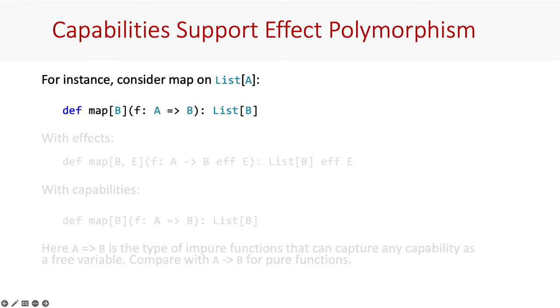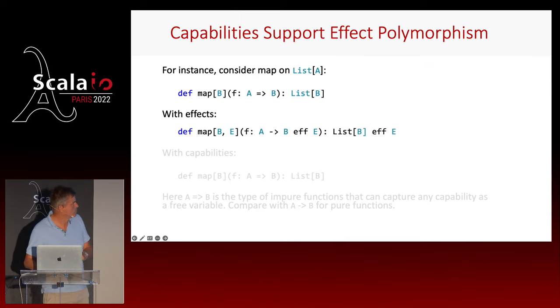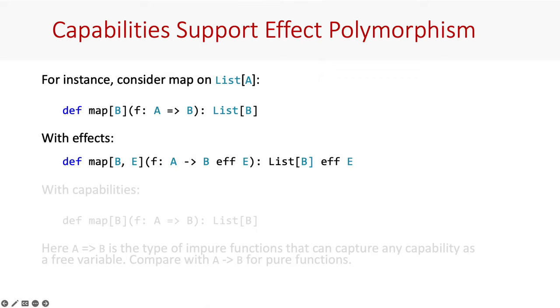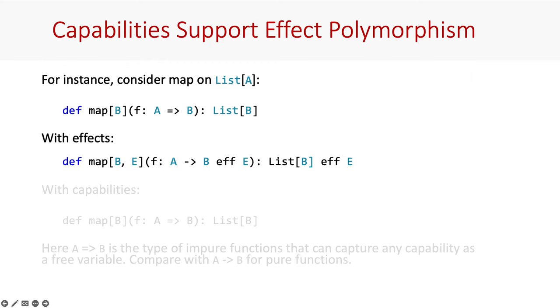Capabilities support effect polymorphism. Here's the example that we always study, the map function that everybody knows. Here's map on List[A], it just maps an A to B, yielding a List[B], right? If I were to do a classical effect system, then it would probably have to be written like that. Map now takes a second parameter E, and it takes a function that maps A to B, and this function could have this unknown effect E, and then the effect is an effect of the map as well. And that's a problem, because it's a more complicated signature.